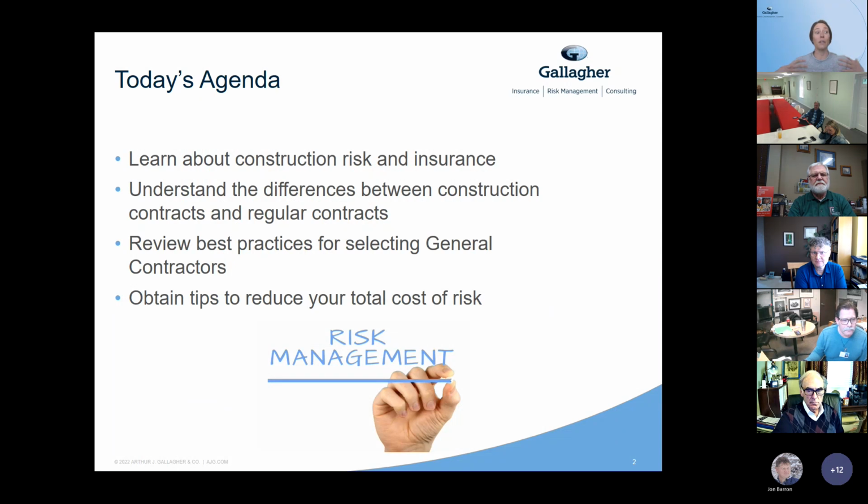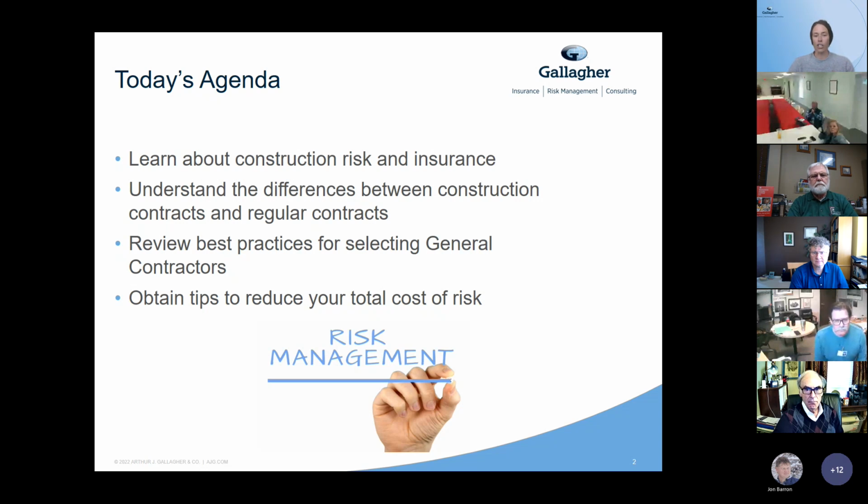So today is going to be mostly about construction risk and insurance. The reason we have to hold a separate call for construction and building projects, versus last month's call on all vendors and third-party contractors in general, is because there are some very unique risks to construction projects compared to your everyday operations. Also, the contractual risk transfer piece is very different, because the contracts used predominantly in construction projects are very different from regular contracts that you may see every day.